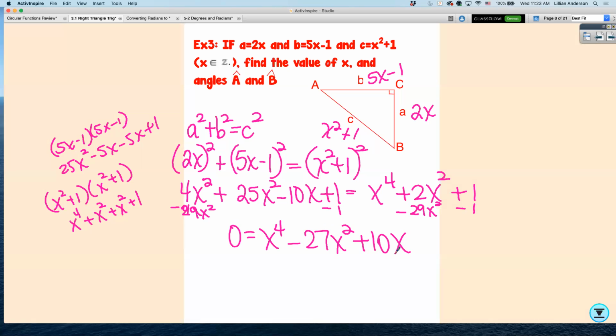All right, now in order for us to solve this, I mean, we could take out an x, but that's really not going to help us any. So we're going to need to use our calculator. We're going to have to graph and find their intersection points.